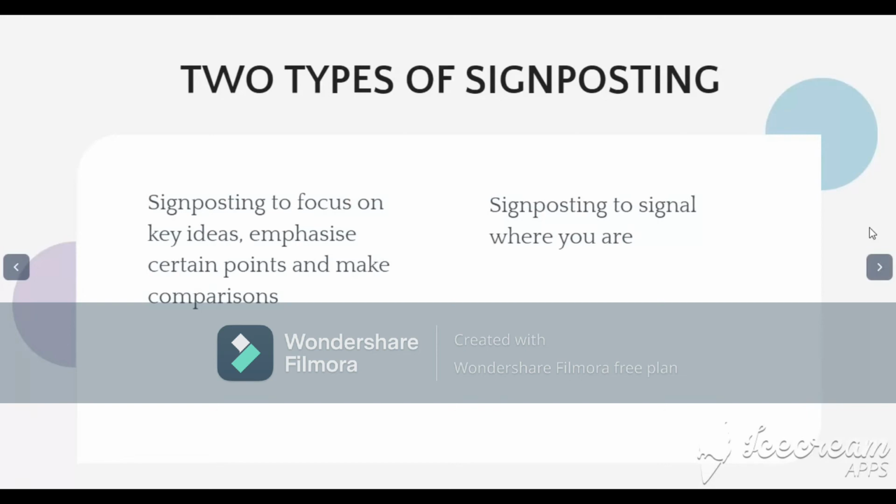Other than that, it is also used to summarize points. For example, let me summarize this point by saying, for the second one, signposting to signal where you are. Sometimes it can be used to list information. For example, there are three factors which contribute: A, B, and C. Or it can also be used to emphasize the key points. For example, it must be highlighted that, or the most important thing to remember is that.